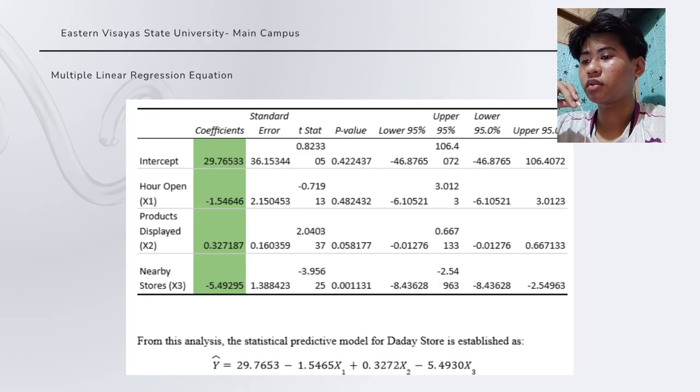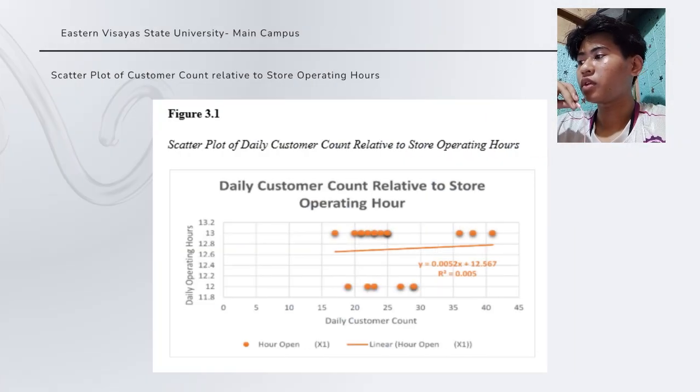And moving on to our scatter plot. So this plot shows the relationship between operating hours and customer demand. The regression line shows a slight negative slope. It may indicate that the operating hours tend to slightly decrease customer demand by around 1.55 customers per additional hour, or 2 customers.